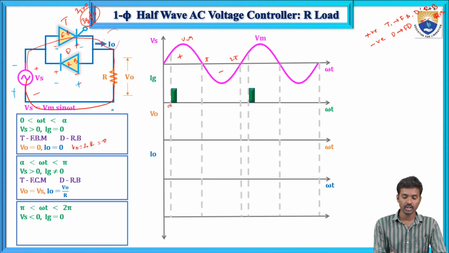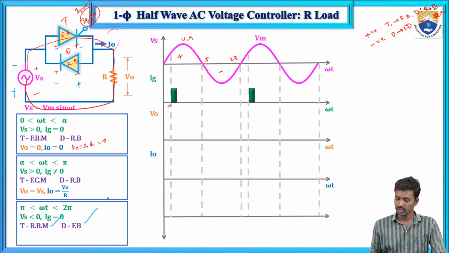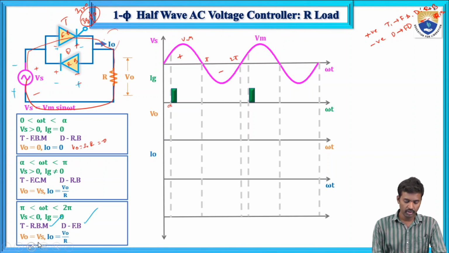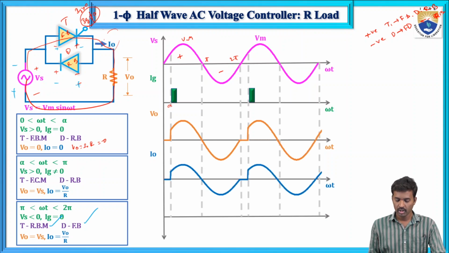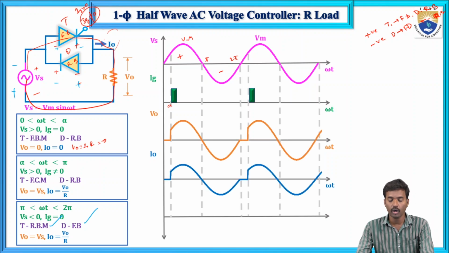The thyristor is in reverse blocking mode, and next, the diode is in forward bias. So V naught equals Vs and I naught equals V naught by R. If you see the waveforms, these are the waveforms of input, output voltage and output current.